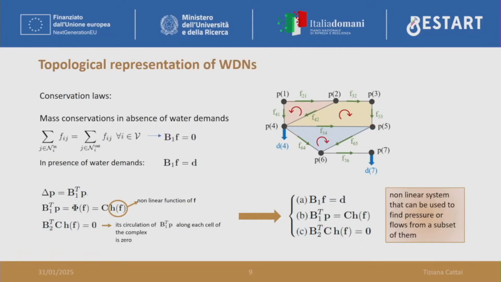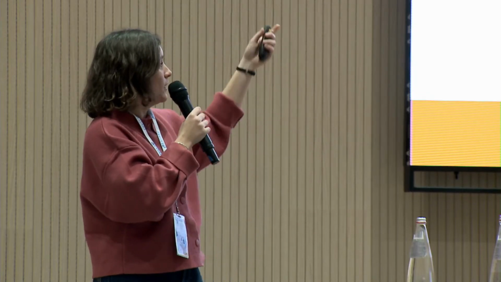One of the big efforts that we made in this context was to transform all the physical laws related to water distribution networks into this new space related to cell complexes. Specifically, we use all the mathematical properties in this new space in order to transform the mass conservation laws, etc. And we obtain this nonlinear system that takes all the relationships into consideration, but also this modeling in this complex space. So through this nonlinear system, we can find pressure or flows from a subset of them that we can measure.